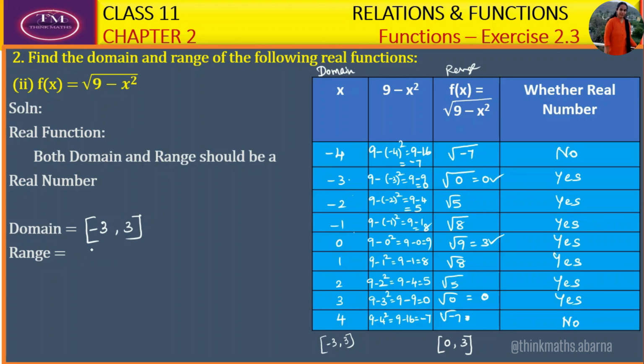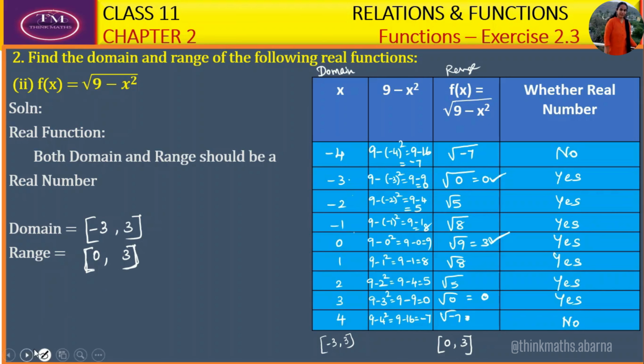So what is range? Range, minimum value here is 0. 0 is included. Maximum value is 3. So 3 is included, because root 5, root 8 are all less than 3. So 0 is minimum, 3 is the maximum value. So both 0 and 3 are included, so we should use square bracket to write the range. Okay, clear? So shall we move on to the third one?